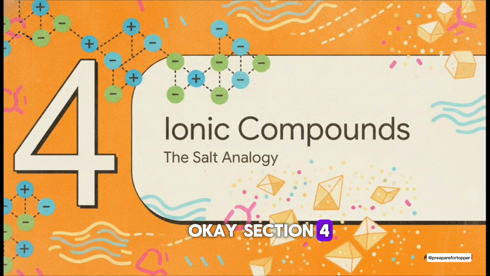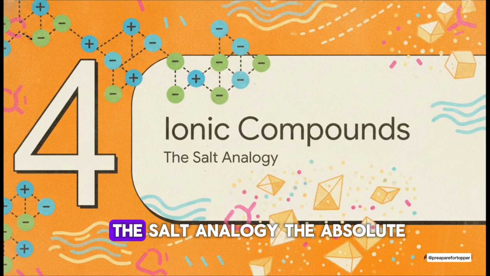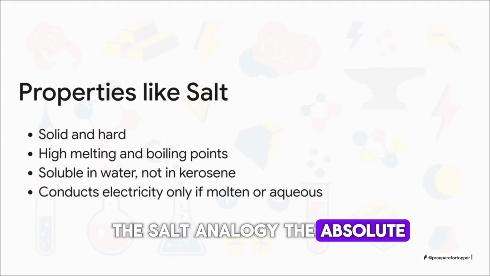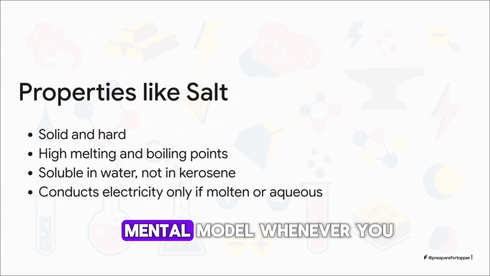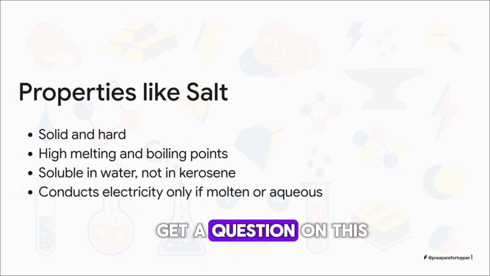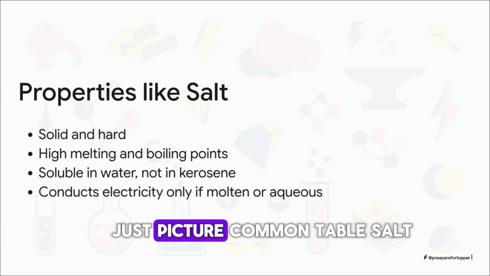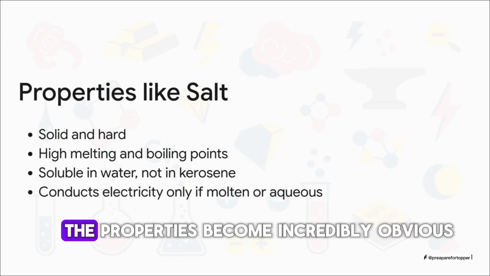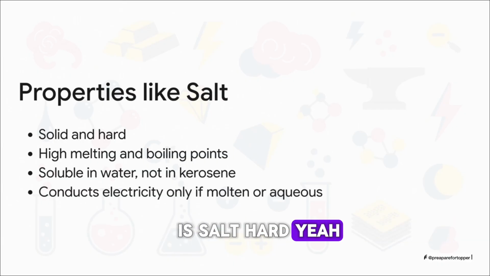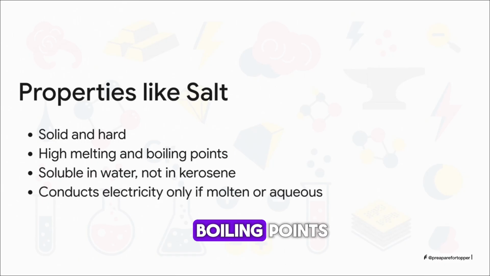Okay, section 4, properties of ionic compounds, the salt analogy. The absolute best way to score full marks on ionic bonds is to just use a really simple mental model. Whenever you get a question on this, I want you to just picture common table salt, sodium chloride. If you picture salt, the properties become incredibly obvious. Is salt hard? Yeah. Does it melt easily sitting in your kitchen? No, it has very high melting and boiling points.